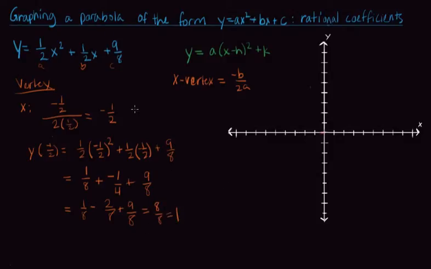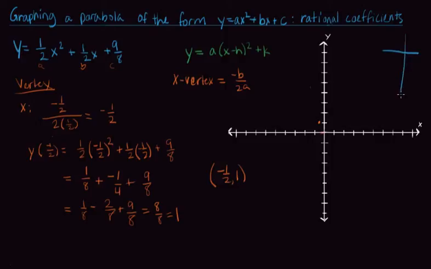So this is the y value of the vertex, right? So the vertex is negative 1/2, 1. So we have negative 1/2, 1, right here. And this is an up-opening parabola because this is positive. So now we can just use a t-chart to graph some points that are in the area.